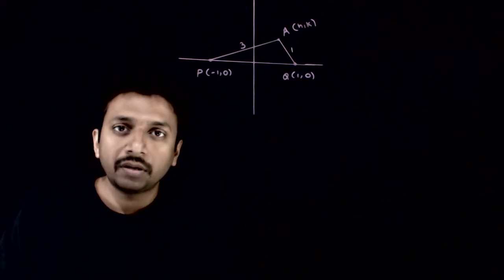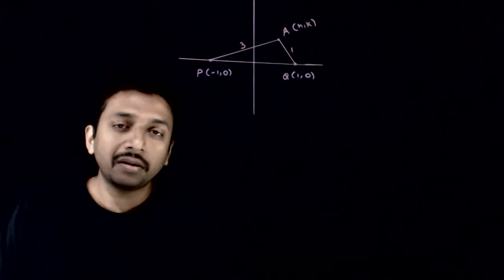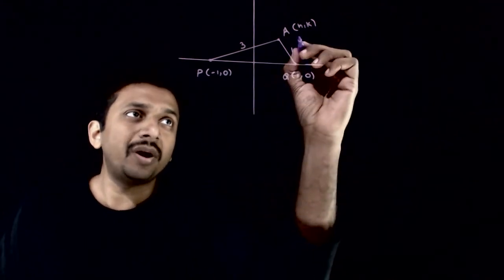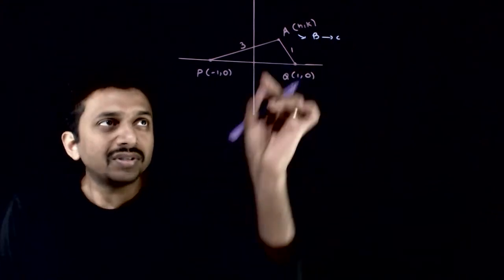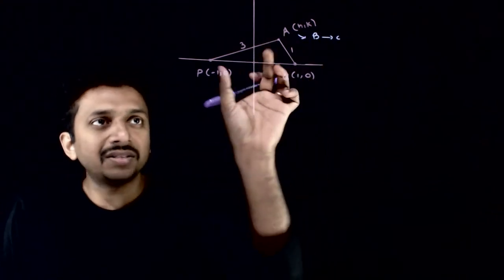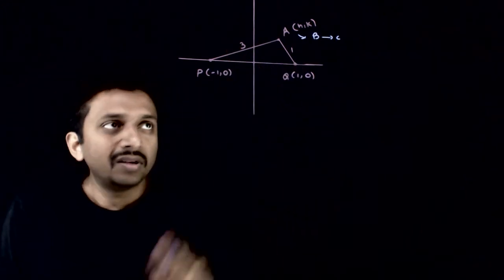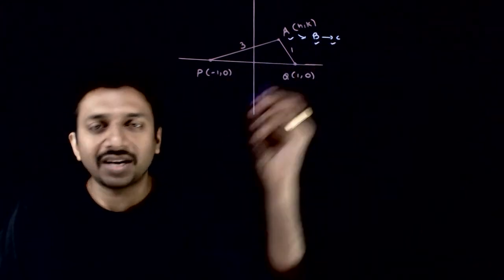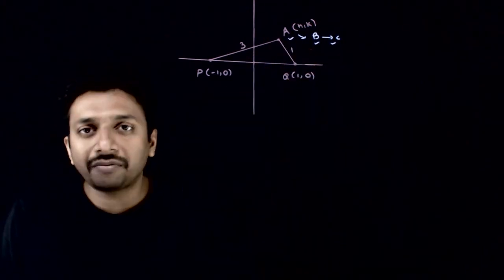So welcome students. In this question you're given two fixed points, (-1, 0) and (1, 0), and you have three points A, B and C whose ratio of distances from (1, 0) and (-1, 0) is 1:3. So all three points satisfy this condition. If that is so, what is the circumcenter of triangle ABC?